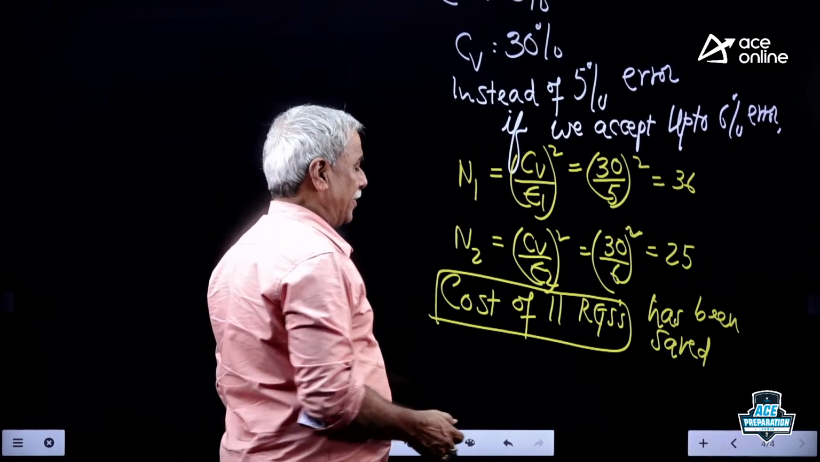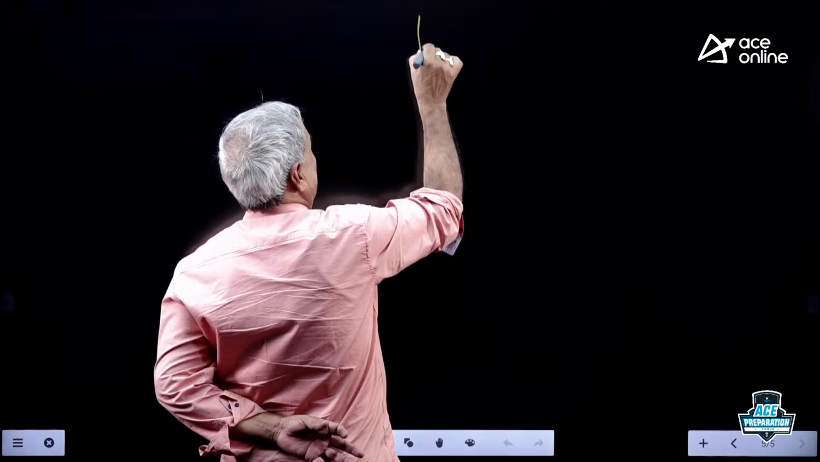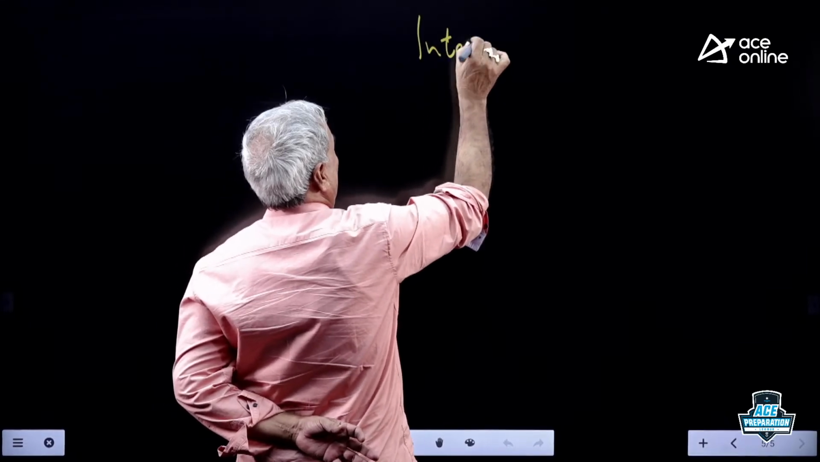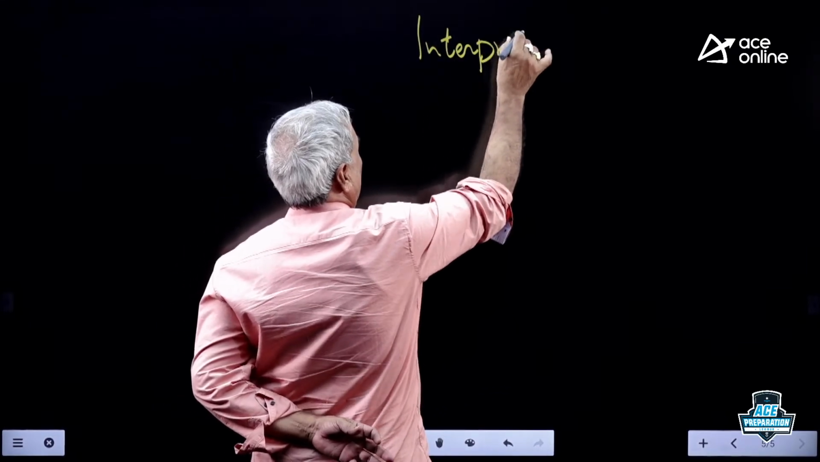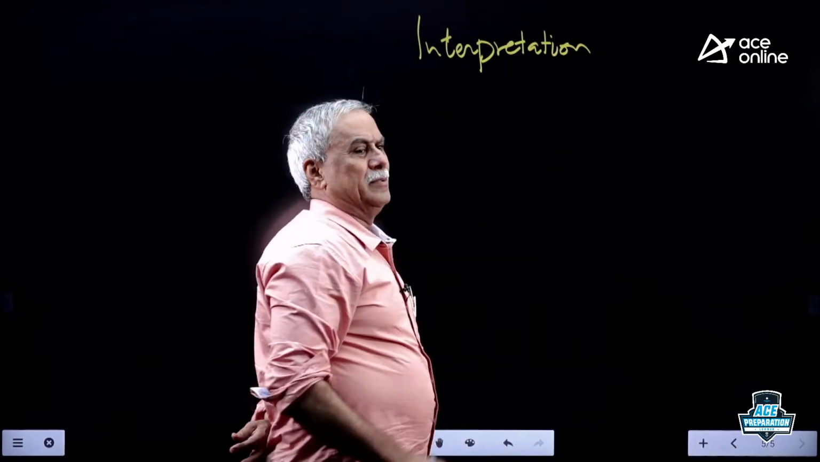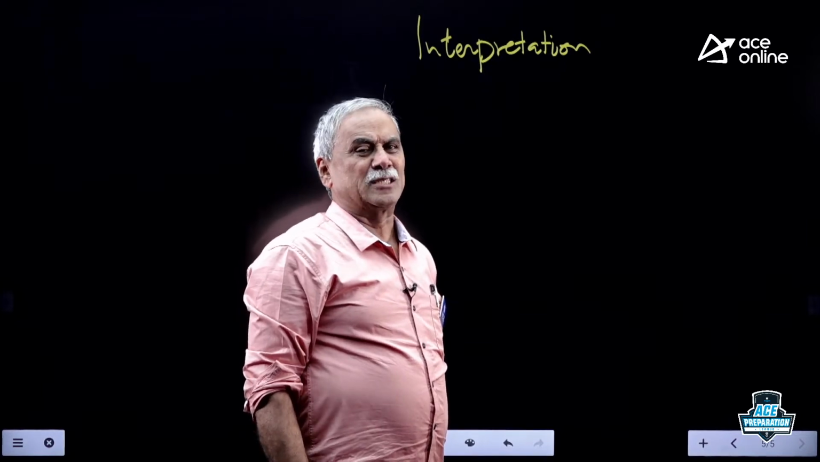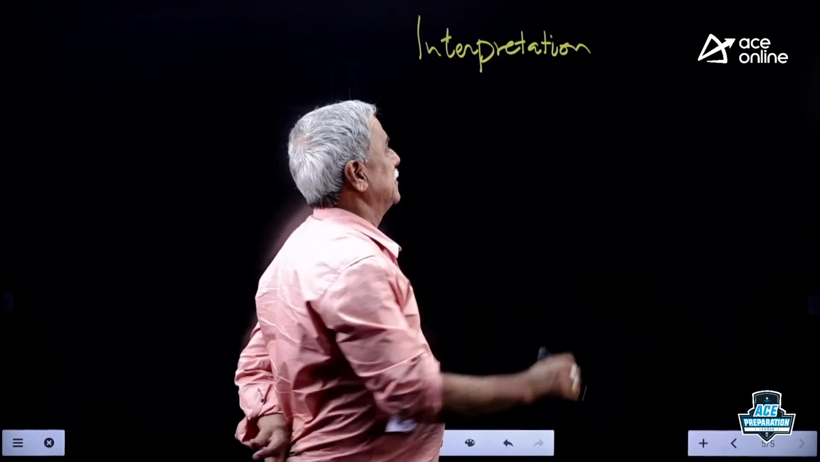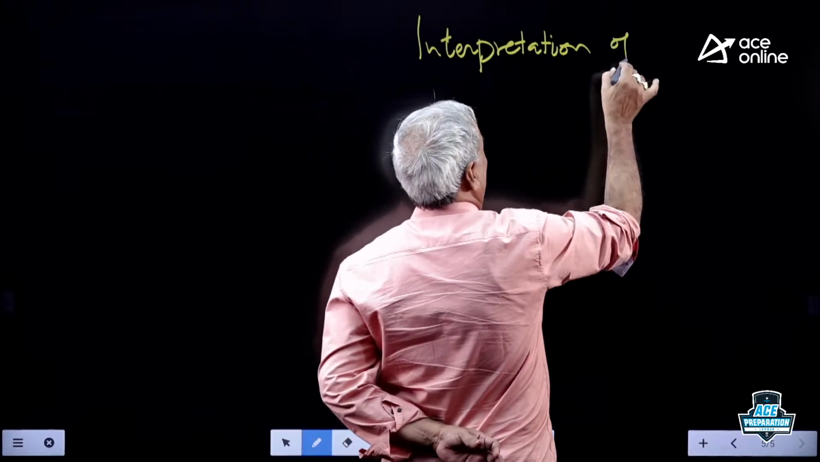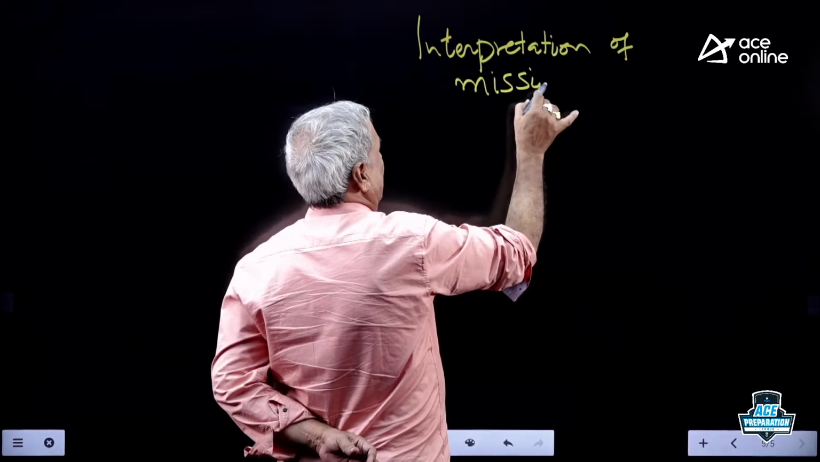Second area where question commonly asked is interpretation of the missing rainfall data. It is also, I feel, very important for GATE, especially for GATE 23. We may expect a question on this. Interpretation of missing rainfall data.